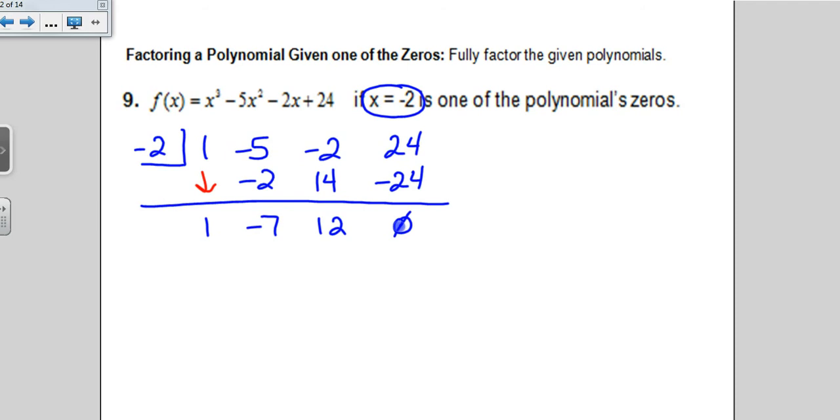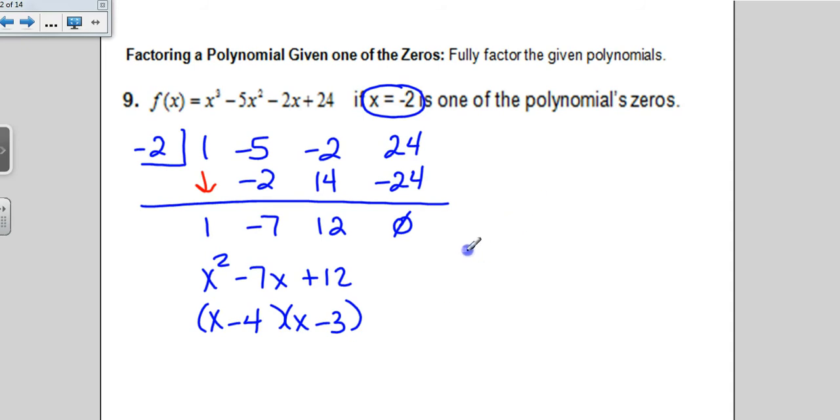Now, the directions here said fully factor the given polynomial. So I'm going to write down what my answer is so far. Remember, I had x to the third divided by an x to the first, so this is x squared. So I'm left with x squared minus 7x plus 12. Well, they wanted me to fully factor this polynomial, and now that I'm down to a quadratic, I can factor this pretty easily. X squared minus 7x plus 12 is going to factor into x minus 4 and x minus 3.